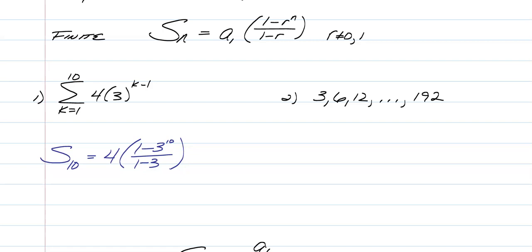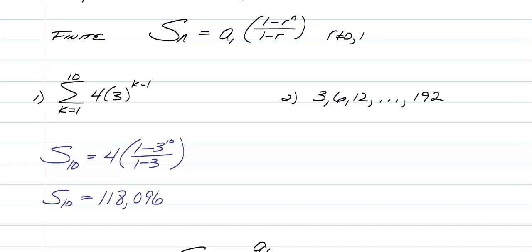And then all we're going to do is type that in our calculator, and we're going to get that S of 10 is equal to 118,096. And that's it. When you have all the information, you just plug it into the formula, plug that into the calculator, and you're good to go.